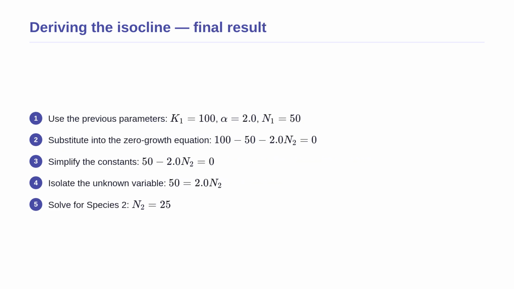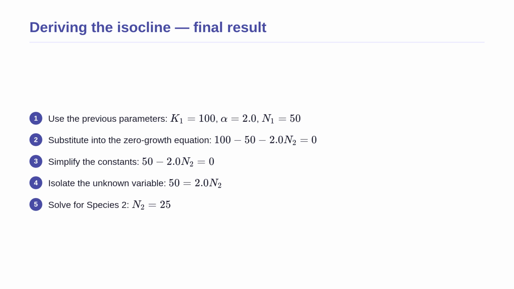Now, let us apply this derived equation to our specific forest scenario to find the final result. We substitute our known values: a carrying capacity of 100, an alpha of 2.0, and a current red squirrel population of 50. We leave N2 as our unknown variable to find out exactly how many gray squirrels will push the growth rate to 0. Simplifying the numbers gives us 50 minus 2.0 N2 equals 0.